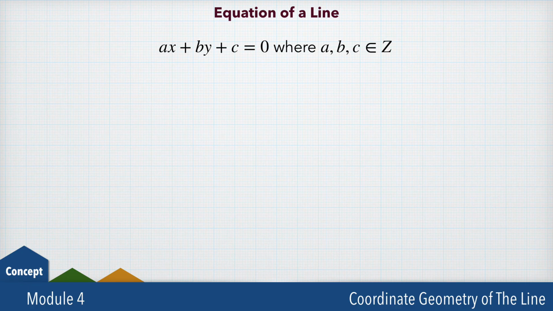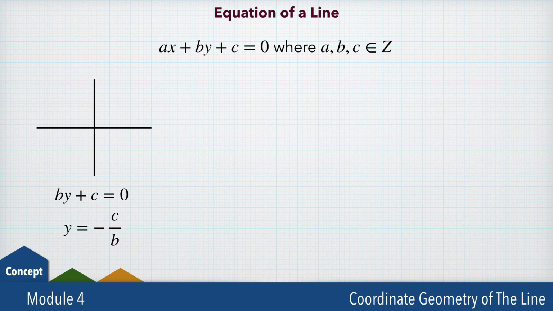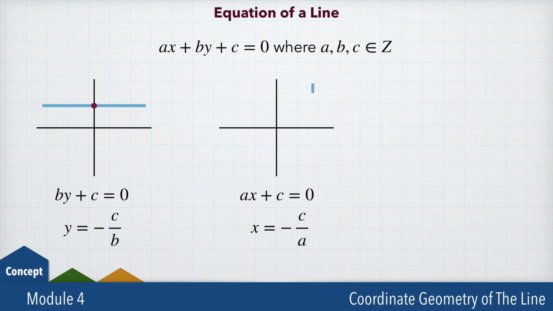If a equals 0, then the equation becomes by plus c equals 0, or y equals minus c over b. This represents a horizontal line, where minus c over b is the y-axis intercept. If b is equal to 0, then the equation becomes ax plus c equals 0, or x is equal to minus c over a. This represents a vertical line, where minus c over a is the x-axis intercept.